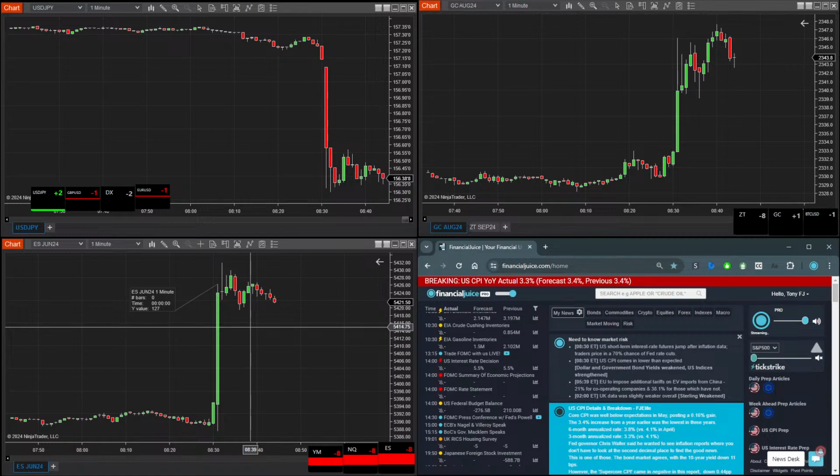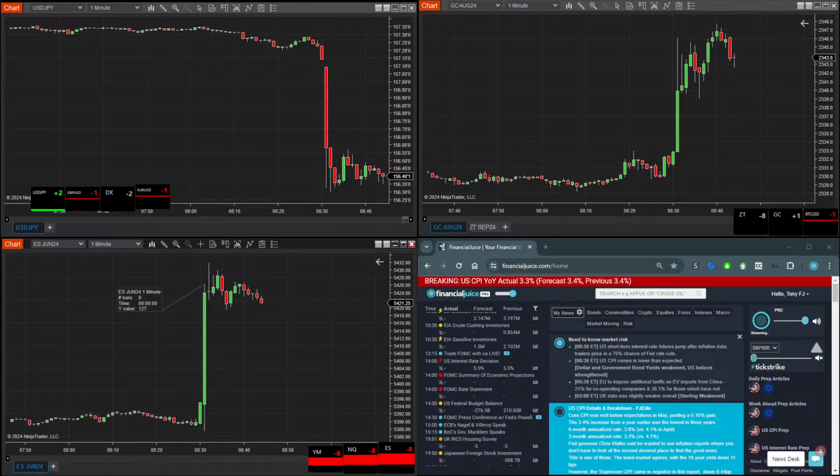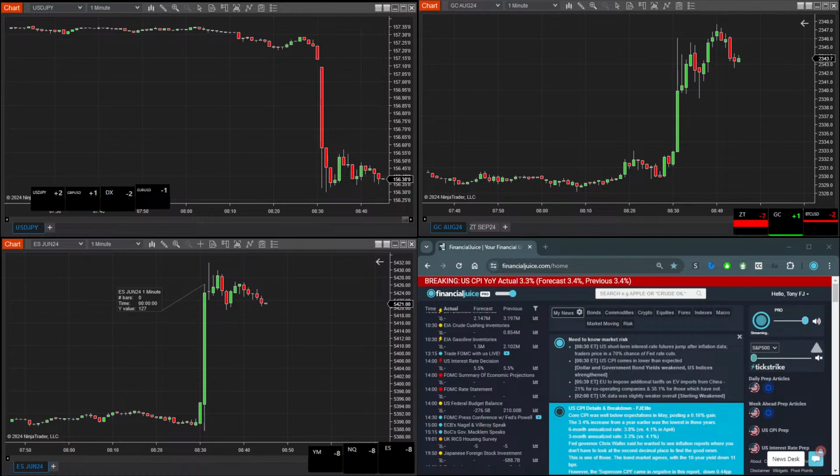Seeing a little bit of a reversal on the S&P, a little bit more reversal on the NQ. So let's see what we've got here. Just keep the pressure there. All right, okay, so let's carry on then.